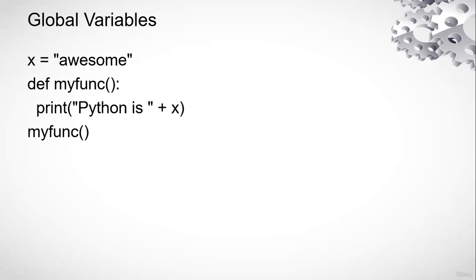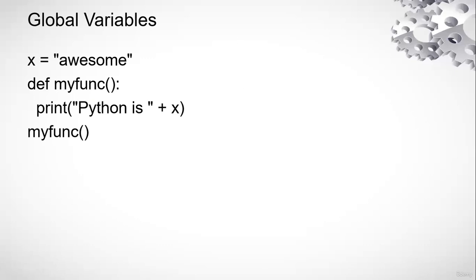For example, you can see here x is equal to awesome. This x is equal to awesome is the global variable. Why? Because I have declared it at the start. Means I have not declared it under any particular function or any loop. I have used it directly at the start. So I can use this particular variable throughout my program.